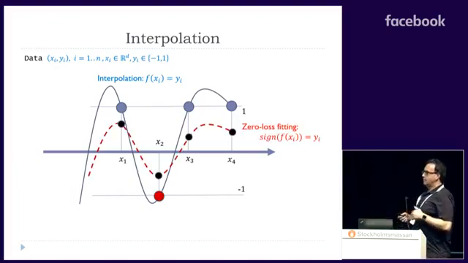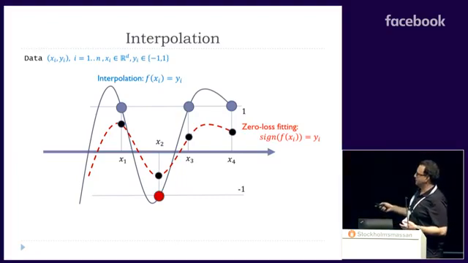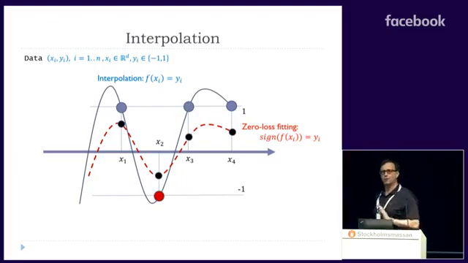Now, in most practical applications, you don't actually run all the way to convergence, so you may have some weaker versions of that, like, for example, 0 loss fitting, when the sign of each point is correct.